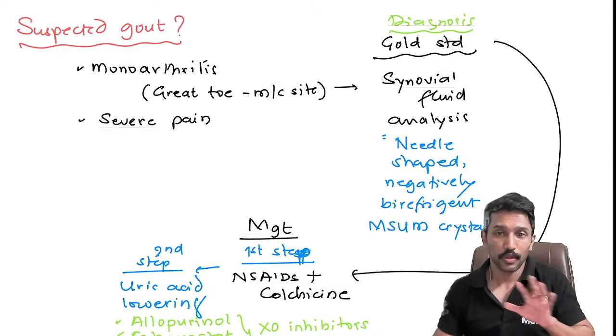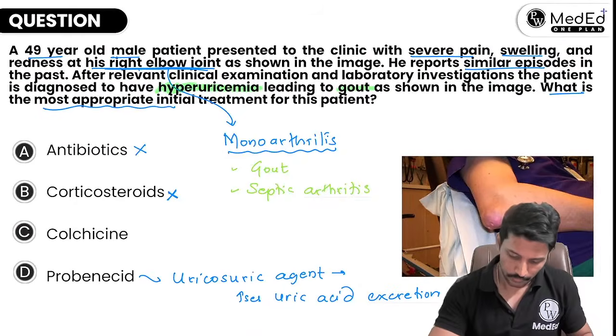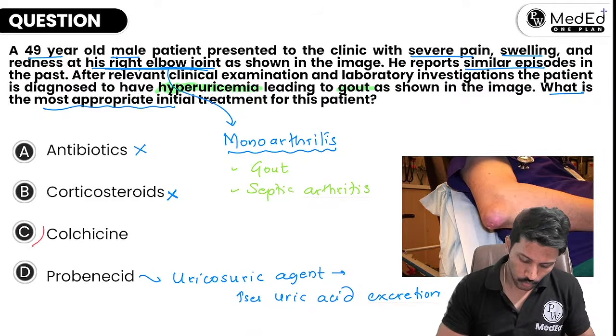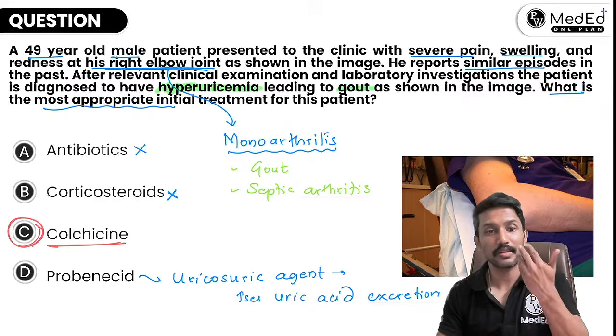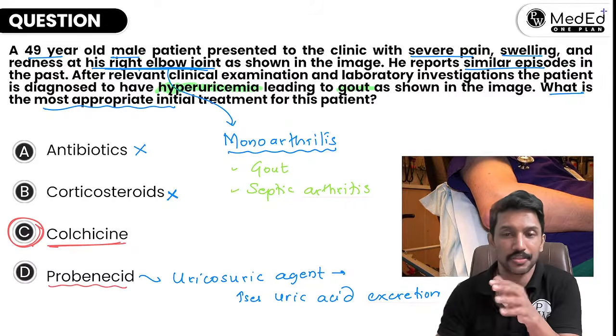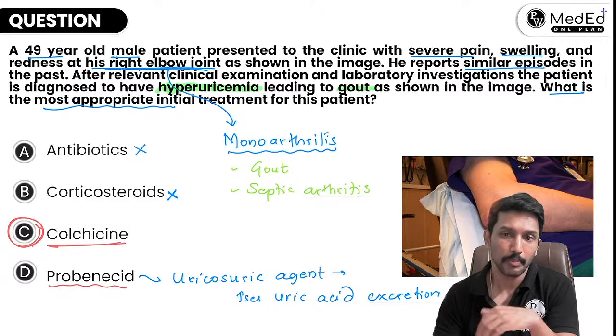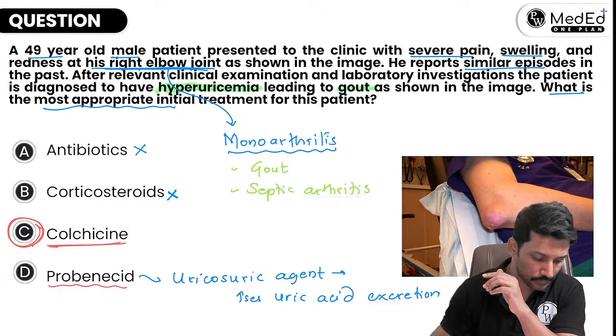Okay, so this is how we are going to manage the case of gout. So in that case, this question is pretty straightforward. The first step is going to be using colchicine along with NSAIDs to reduce the inflammation. After that, maybe I can consider probenecid. Otherwise, the preferred agent nowadays is allopurinol. But in patients with renal dysfunction, we choose febuxostat.